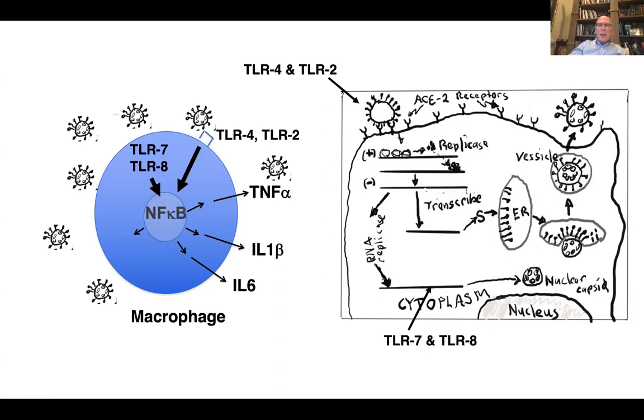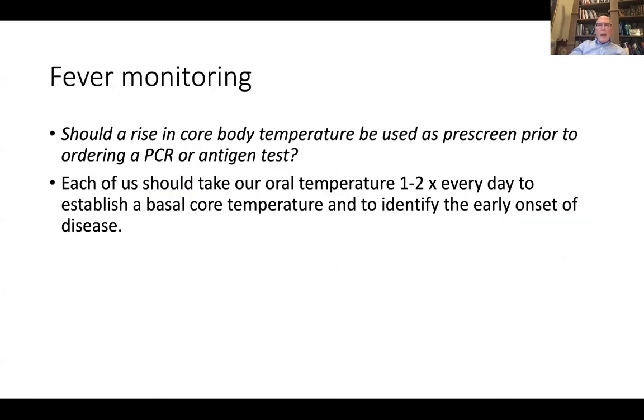There's every reason to believe that when there are 100 viral particles within a cell, there should be cytokine production and fever production. Should a rise in body temperature be used as a pre-screen prior to ordering PCR or antigen testing? Individuals should take their oral temperature 1 to 2 times every day to establish a basal core temperature, and this could identify the early onset of disease. Remember, fever is the first symptom and sign.